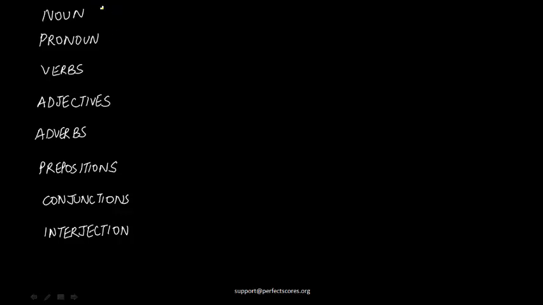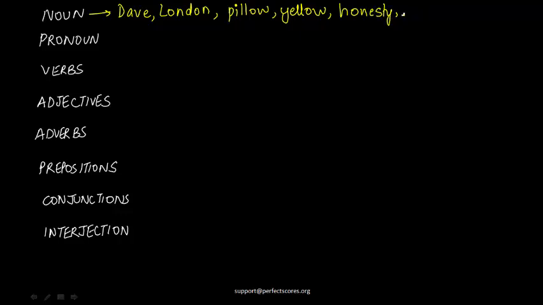So let's start with what is a noun. A noun refers to any name, place, animal, thing, feeling. So nouns are basically objects. For example, a person's name, a place's name, a thing's name, even a color, a feeling, let's say a group, any kind of object. All of these are nouns.